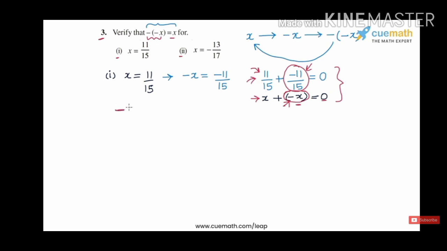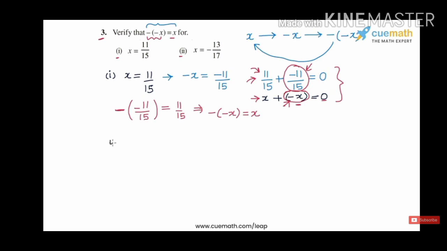So we can say that the negative of the additive inverse of 11 by 15 is 11 by 15. So this verifies the equality for us: negative of negative x is equal to x.